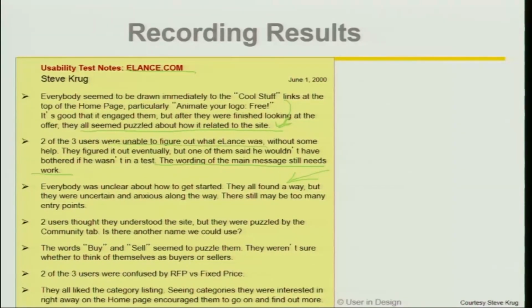Unable to figure out what Elance was. Unclear about how to get started. They all found a way, but they were uncertain and anxious along the way. There's still maybe too many entry points.